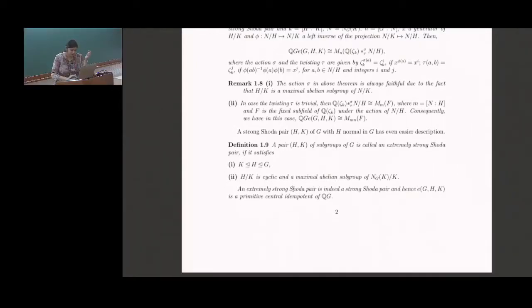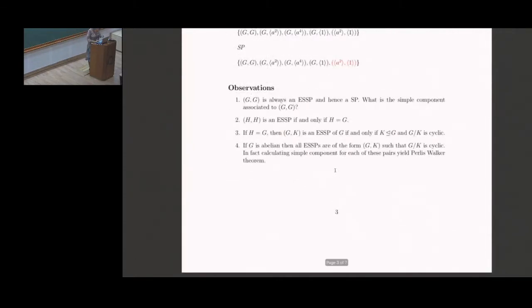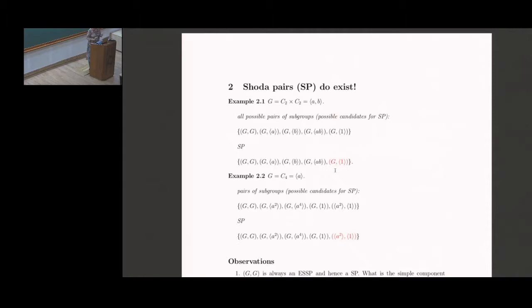Okay, so these are simple group theoretic conditions which one can check for any pair, right? You have a group, you can find out its subgroups in case you can, then you just need to check these two conditions and you know if it is an extremely strong Shoda pair or not. All right? And because it is a strong Shoda pair, you have the knowledge of the simple component also.